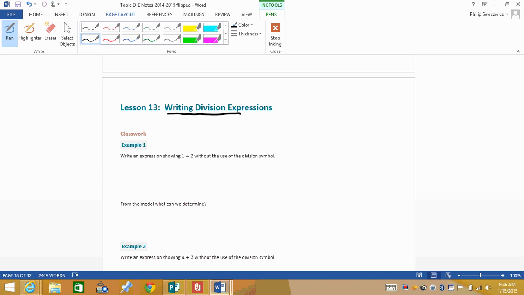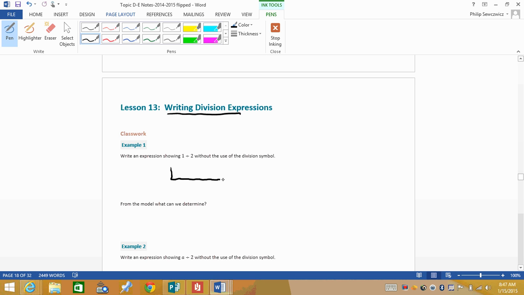All right, so lesson 13, we're writing division expressions. And again, that word expression, it's a math problem there. So we're writing division problems. At the beginning here, they just want to kind of go visual on you. So write an expression showing 1 divided by 2 without the use of a division symbol.